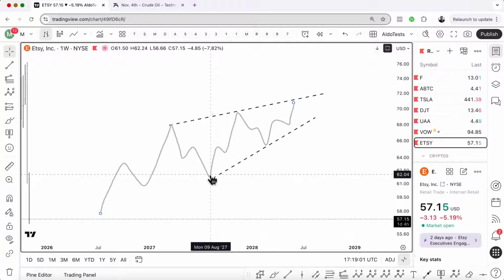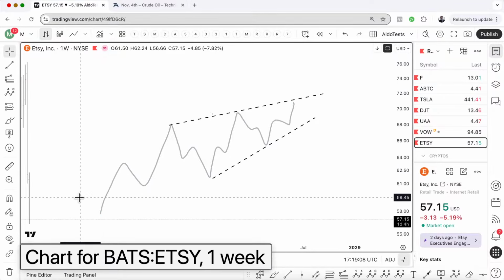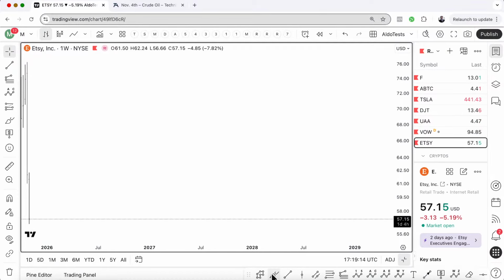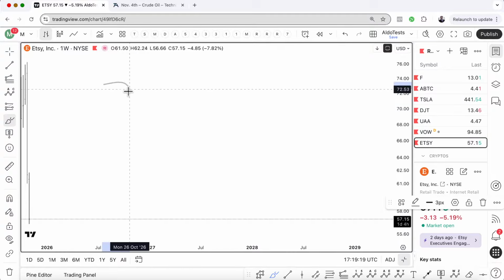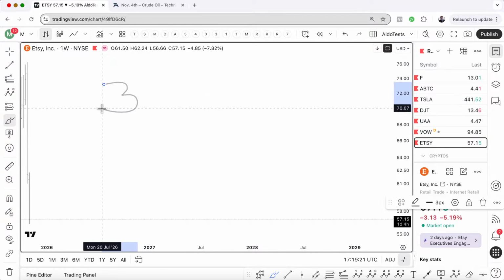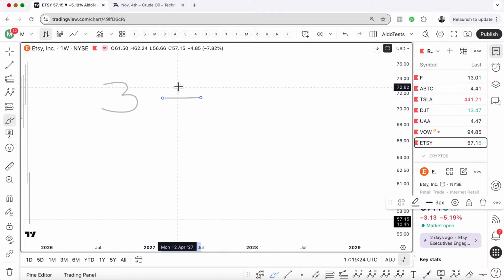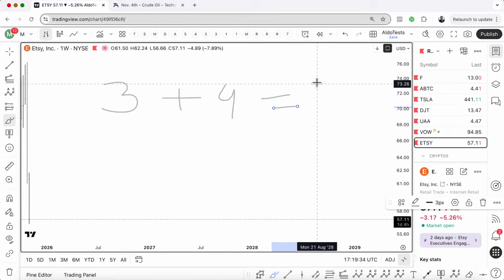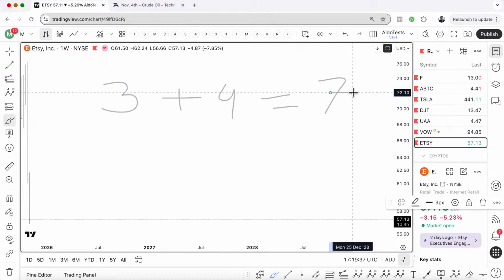which is, are extensions only for impulses? The answer is no. In fact, extensions can apply to corrections as well. And extensions always add 4. So since corrections are 3, when there is an extension within a correction, we can add 4. And that means that now we will have a total of 7 waves.